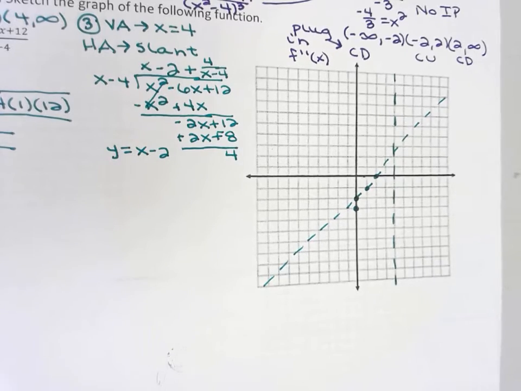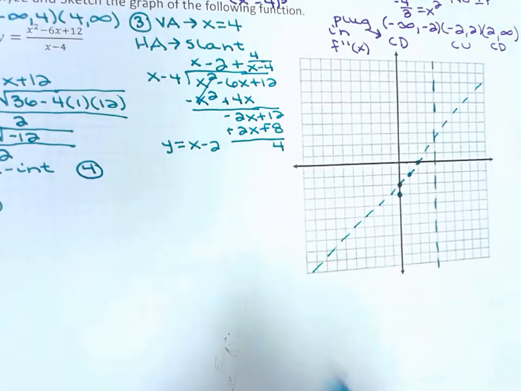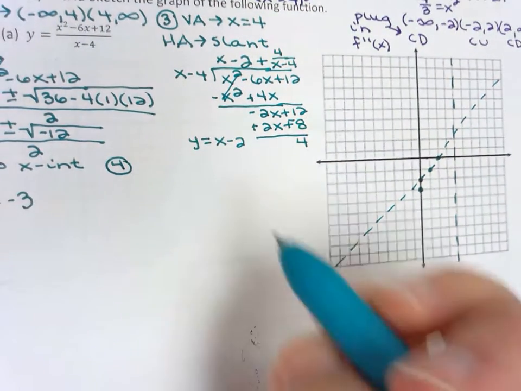So I have my vertical asymptote. I have my horizontal asymptote. Step 4 is to cry. No, just kidding. Step 4 is symmetry.